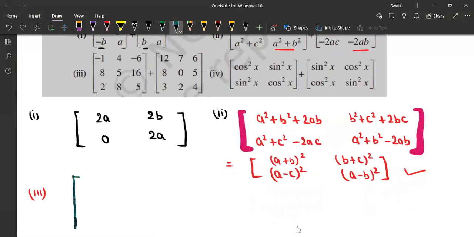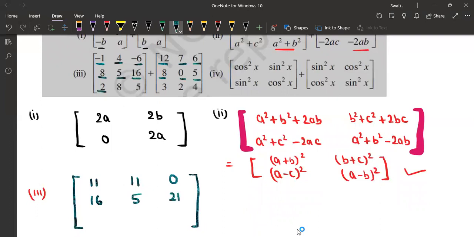So in the third question, let's write down the matrix symbol first, and it is going to be minus 1 plus 12. Minus 1 plus 12 is, of course, 11. Next is going to be 4 plus 7. 4 plus 7 is 11. Minus 6 plus 6, that is going to be 0. This is 8 plus 8, 16. This is 5 plus 0, 5. This is 16 plus 5, that is 21.